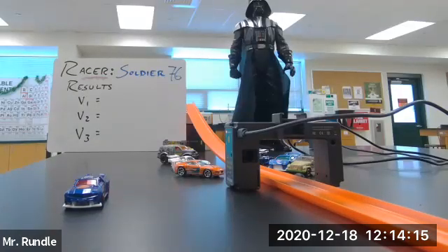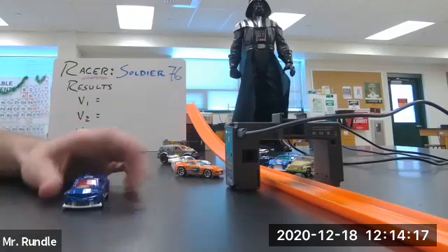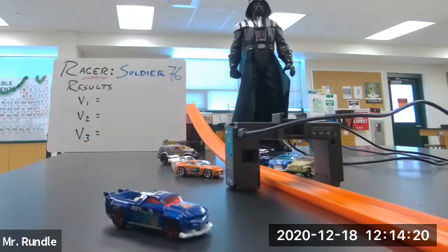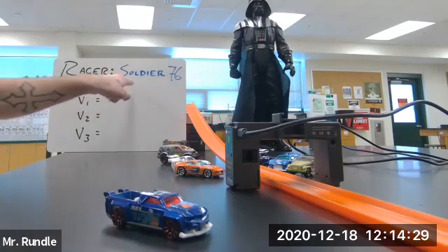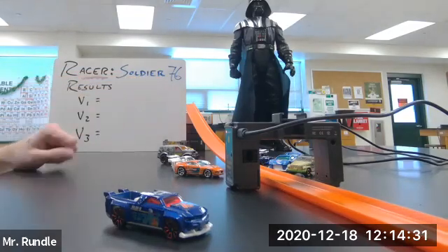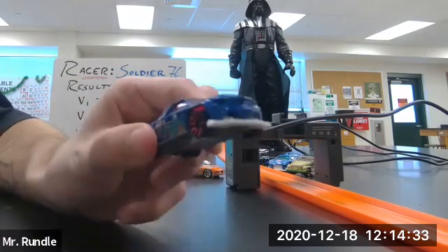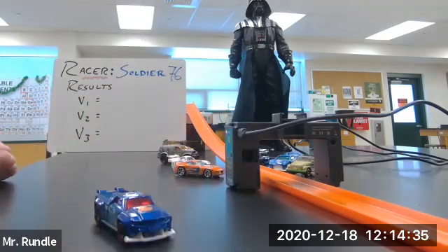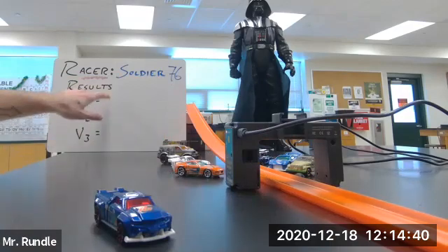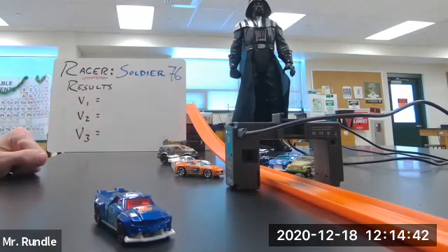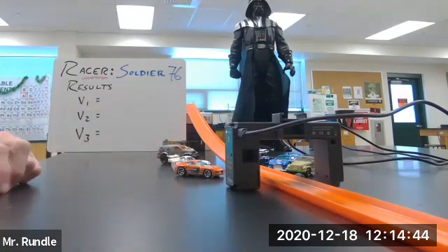Hey guys, we're here at our little virtual momentum lab, and what we got here is some little racers. We're going to figure out how fast they go. We're going to run 3 trials, and I'm going to record the velocity of each trial. And I'll keep track of which racer we have up here on the board. Soldier 76 is first to go, so we're going to race him a couple times, and I'm going to record some velocities here so you guys can look at the data. Okay, so hopefully you enjoy and we get some decent data.